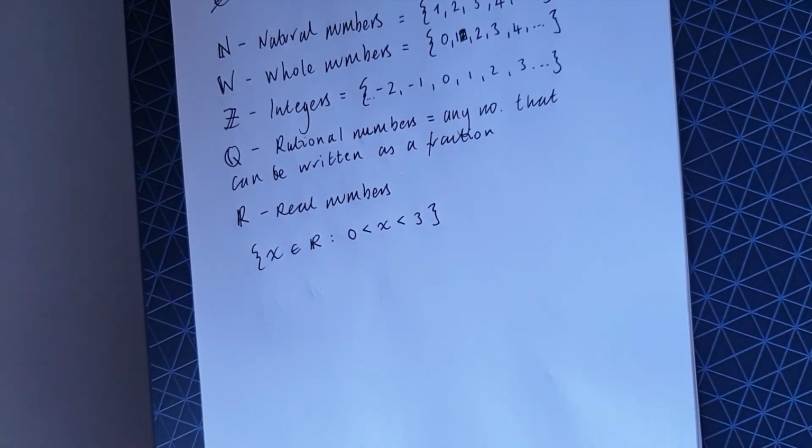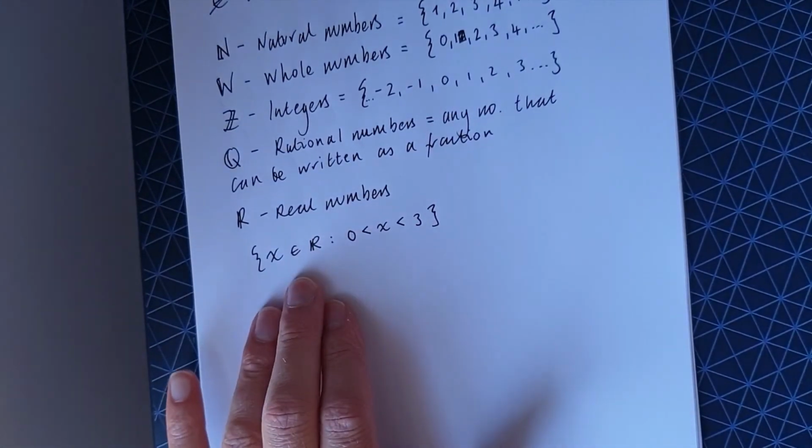So, for example, 2 would be in that set of numbers. 2.9 would be in that set of numbers. 1.3578 would be in that set of numbers. 1/4 would be in that group of numbers. Examples of numbers that wouldn't be very obviously 0. 0 wouldn't be in that set of numbers because it's got to be greater than 0. And 4 wouldn't be in that because it's got to be less than 3. But it can be anything else apart from that.